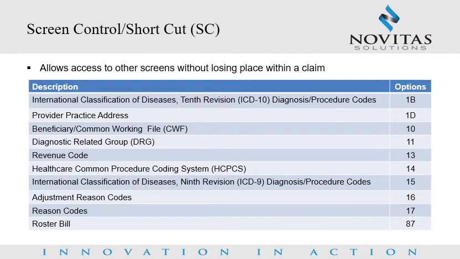Screen Control Shortcut SC. The Screen Control or Shortcut SC option allows a user to jump from one system application to another without losing place within a claim. For example, if you are adjusting a claim and forget a reason code narrative, you can enter option 17 in the Screen Control or Shortcut SC field in the upper left-hand corner of a screen to access the reason code inquiry menu without backing out to the FISS main menu. Once you receive the reason code narrative, you will be able to use function key F3, exit to previous screen, to return to your claim and finish the adjustment.